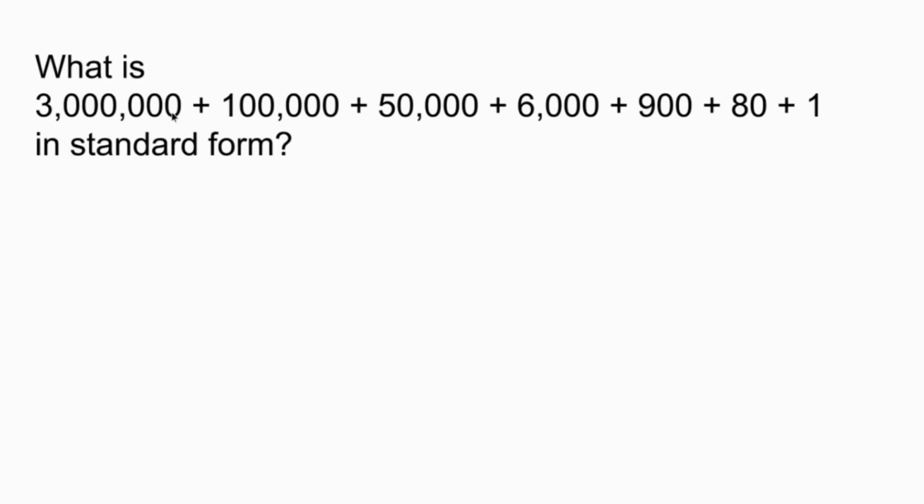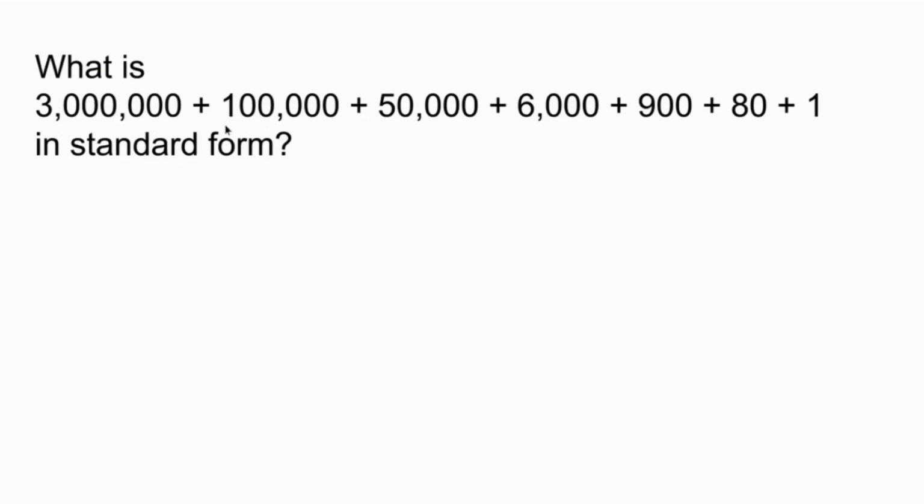What is 3,000,000 plus 100,000 plus 50,000 plus 6,000 plus 9,000 plus 80 plus 1 in standard form? Now, this is called expanded form, and we're going to write it out like a regular old number. So this is all about place value. So as we write this down, we're looking at place value.